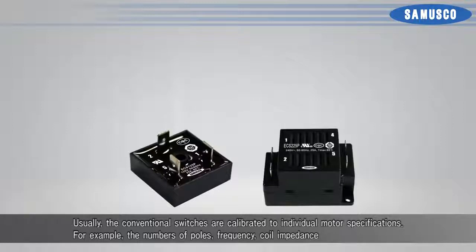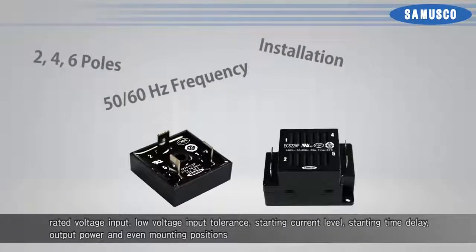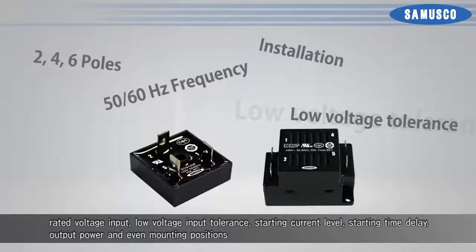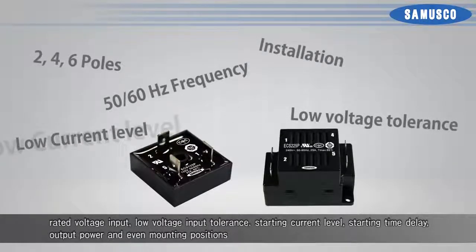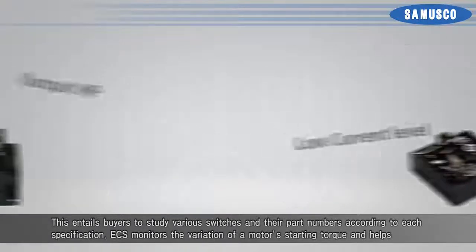Usually, the conventional switches are calibrated to individual motor specifications. For example, the numbers of poles, frequency, coil impedance, rated voltage input, low voltage input tolerance, starting current level, starting time delay, output power, and even mounting positions. This entails buyers to study various switches and their part numbers according to each specification.